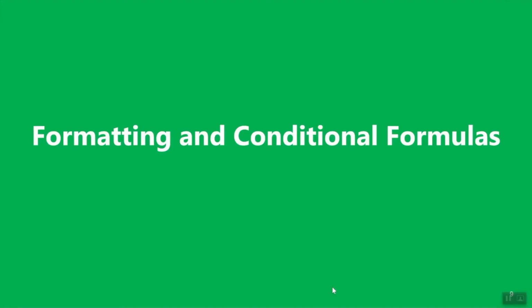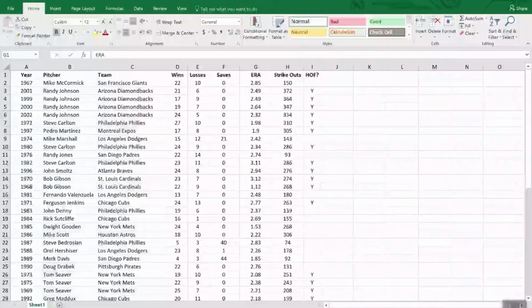Our next topic is formatting and conditional formatting. We've already seen how to format numbers. Now we're going to see how we can use formatting to highlight cell values and formula results, making for quicker analysis and drawing of conclusions. So let's revisit our list of Cy Young Award winners, and let's have any ERA lower than 2 show up highlighted in red.